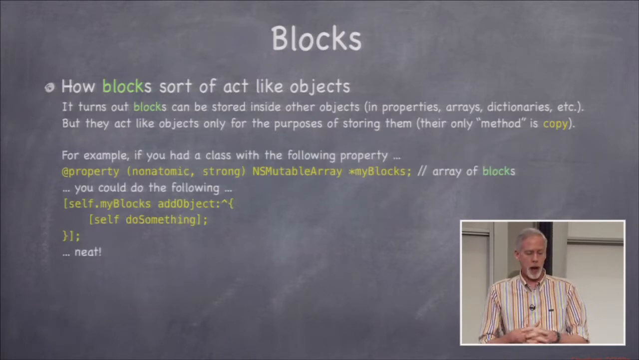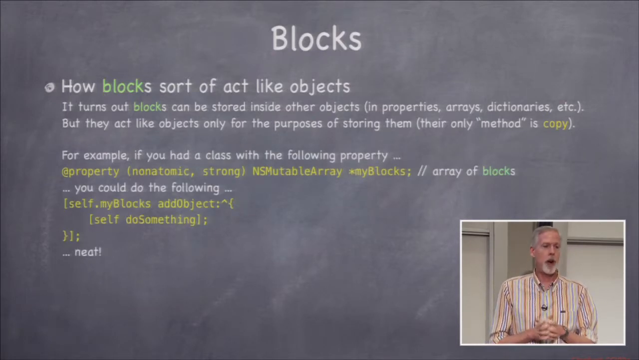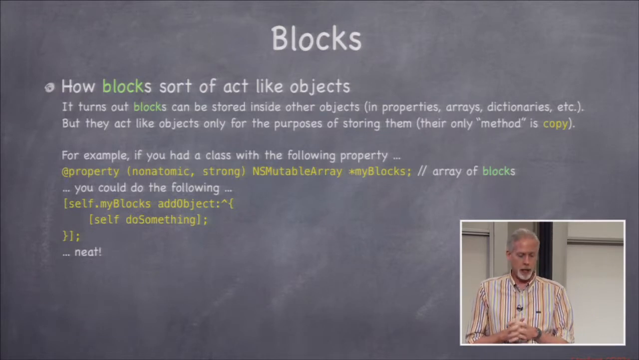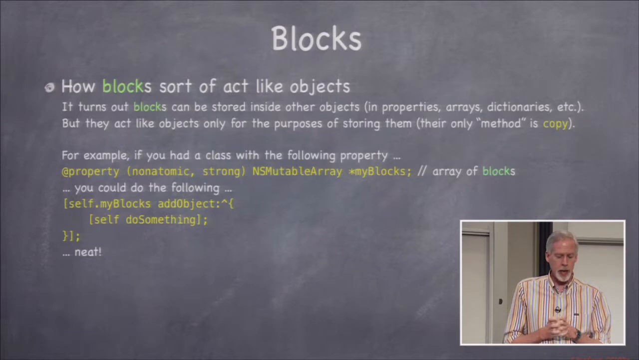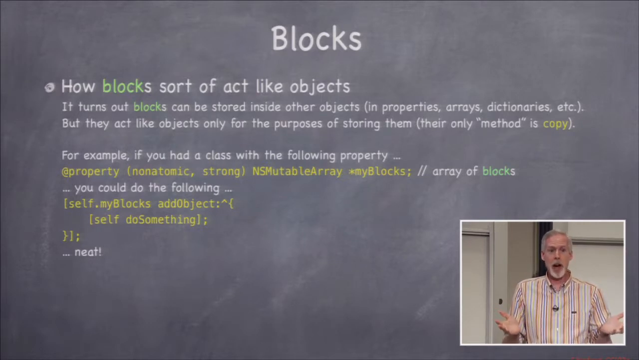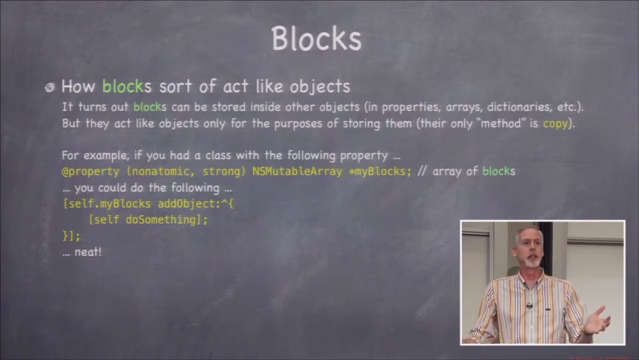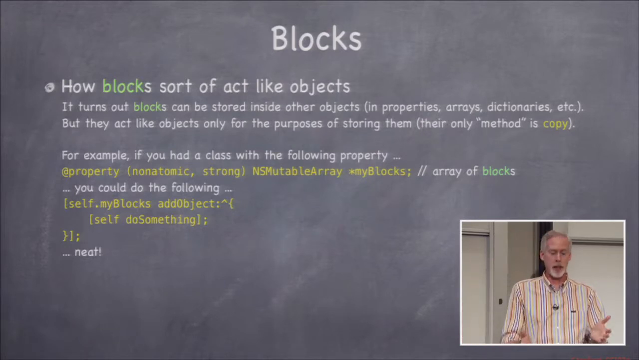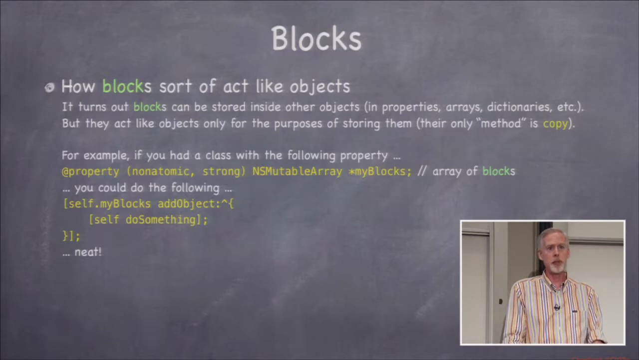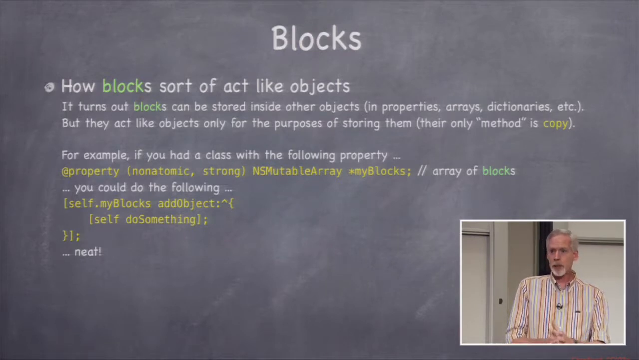So for example, here I am putting a block into an array. I have a property in my class, myBlocks. It's a mutable array of blocks. And I just say self.myBlocks addObject: a block. Okay? I know this looks weird, and it is weird because blocks are not objects, but they act like objects for this purpose of storing them in things. So it's pretty neat.